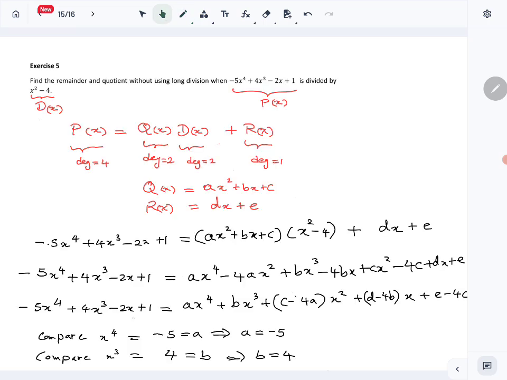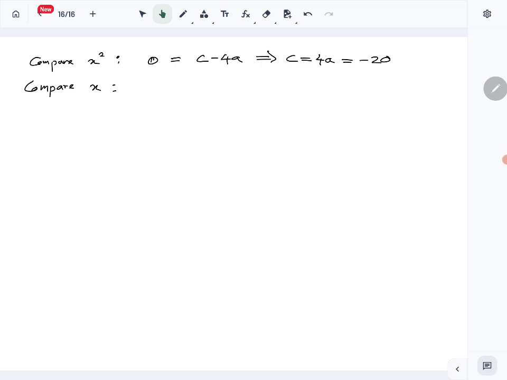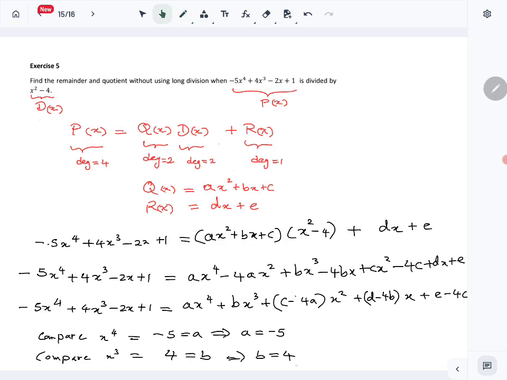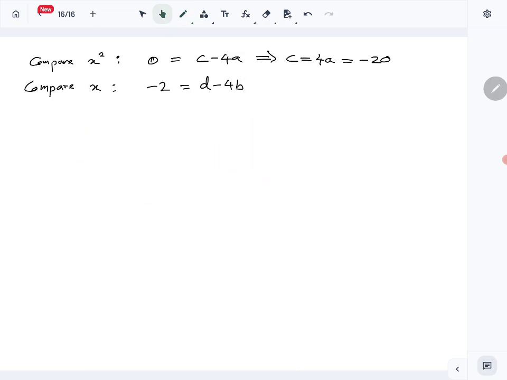Then compare x terms. On the left hand side, the x coefficient is minus 2. On the right hand side, d minus 4b. So minus 2 equals d minus 4b. We found b, so we can use that. B is 4. So we have minus 2 equals d minus 16. So d is equal to plus 14. Okay, right?